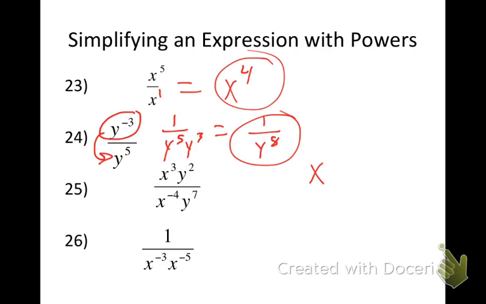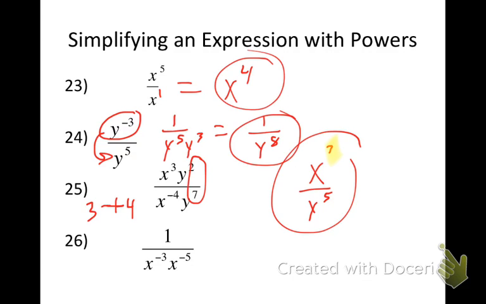X to the 7th over y to the 5th. Notice, if I did it the other way, if I subtracted them, I could have done 3 minus a negative 4, which is really 3 plus 4. That's where I get the 7. And I could do 2 minus 7, which is negative 5. Negative 5 has to go on the bottom.